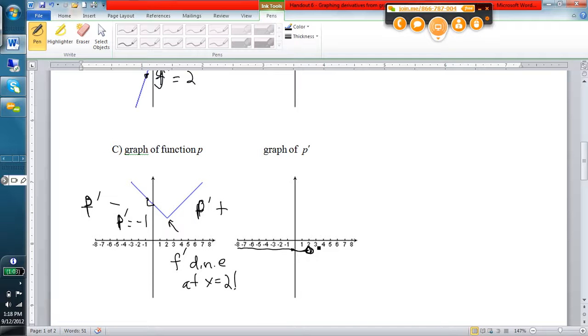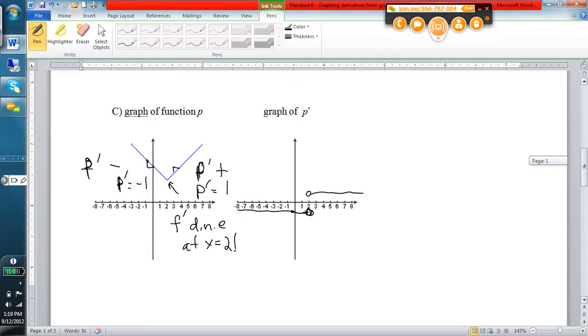Okay? Now what happens after 2, to the right of 2? Well, they turn into positive, and I'm going to say it's about the same rise over run, but it's a +1. So P prime on this side is +1. So where's the graph of P prime located there then? Well, it's up here. So I've got straight lines there, one with a negative slope, the other with a positive slope. So one's a horizontal line below the x-axis, the other's a horizontal line above the x-axis. Okay? With me on that?